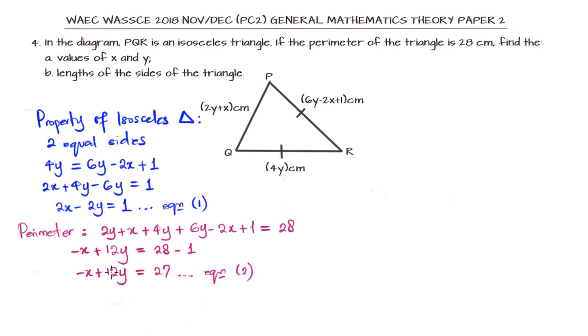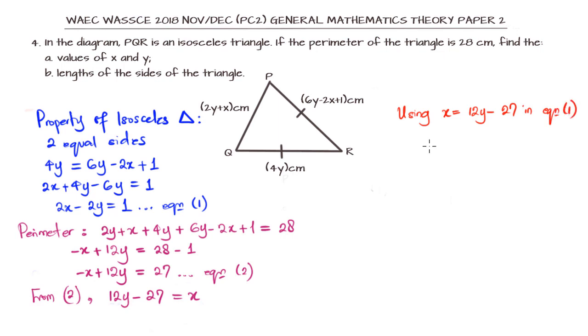Now, for the set of simultaneous equations that we want to solve, from equation 2 we want to make x the subject of the formula. If we do that, it will give us 12y minus 27 is equal to x, when x moves to the right-hand side. We can call this a new equation for x that we can use in equation 1. So using x is equal to 12y minus 27 in equation 1, where we see x, we put in this new value. So that will be 2 into 12y minus 27, minus 2y is equal to 1.